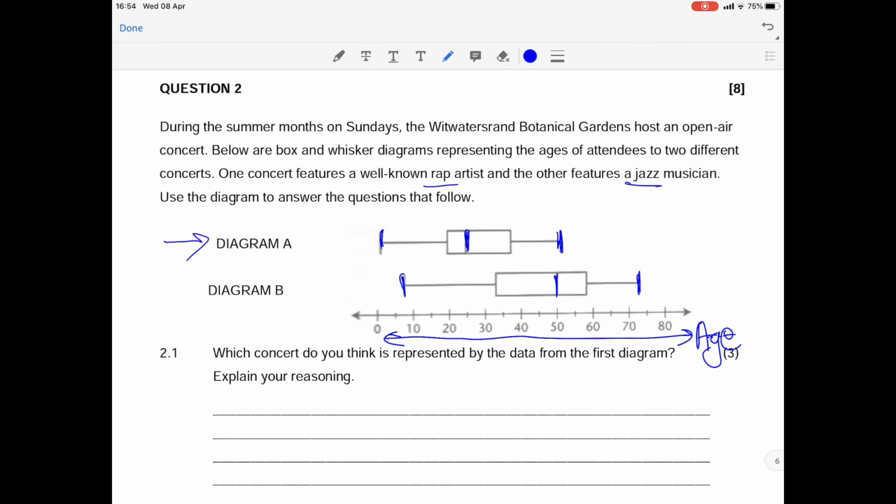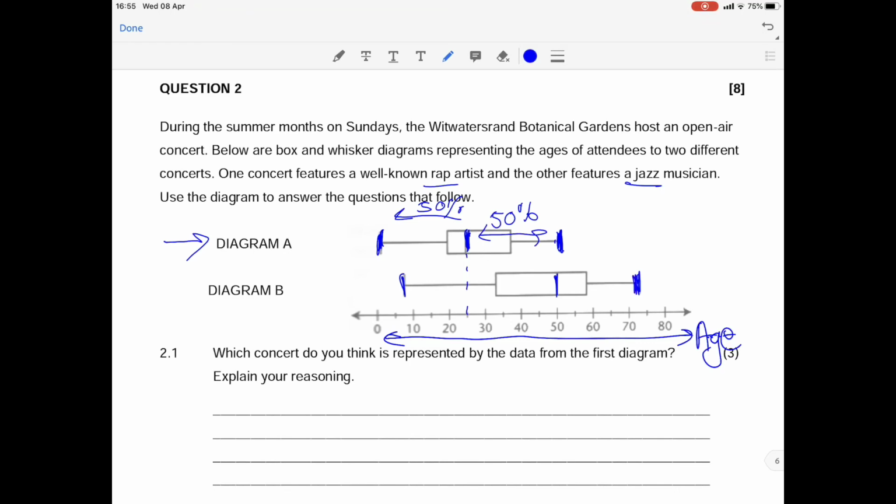Now, what we need to do is we need to have a look. First of all, let's look at the spread. Your people who are attending this concert are aged 0 to 50. The oldest person who came to this concert is 50. The median age is roughly 25, which means half of the people who are attending this concert are less than age 25. Your other half of your concert goers, your top half, are aged between 25 and 50.